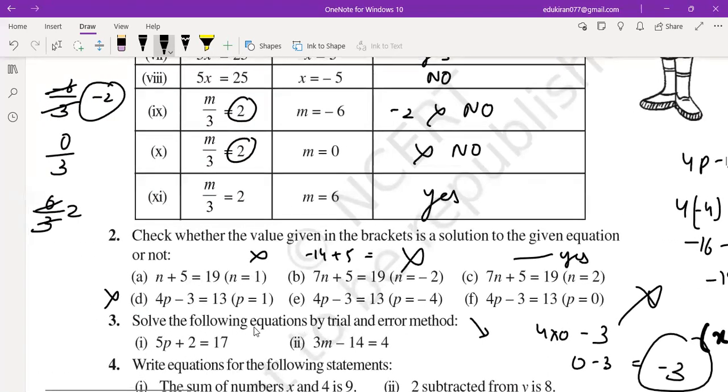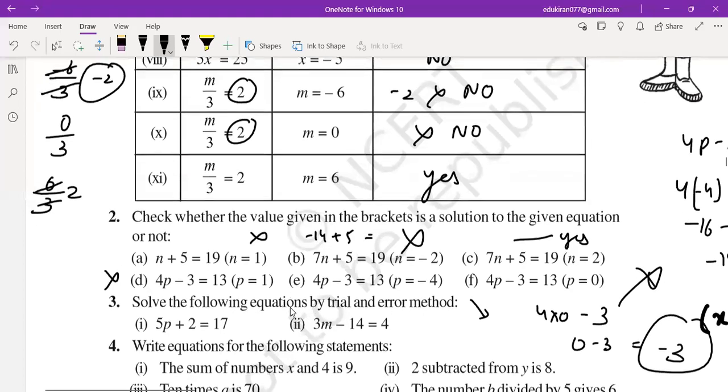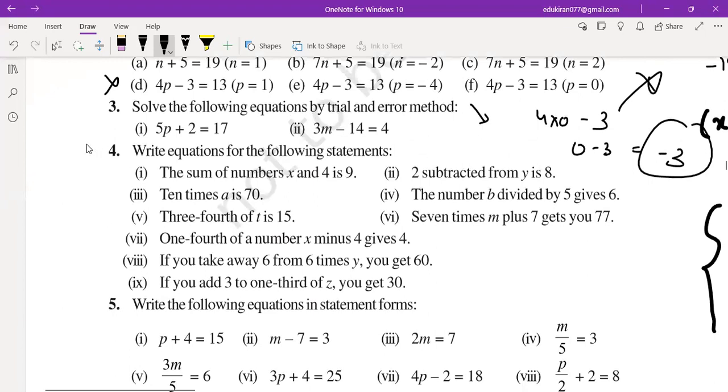Okay. Yes. Now solve the following equation by trial and error. Okay, this we will do. Okay. First, I think I've already taught you this one. Right? Yes, ma'am. Now write an equation for the following statement. Okay, so quickly do it and then we will discuss the answer.